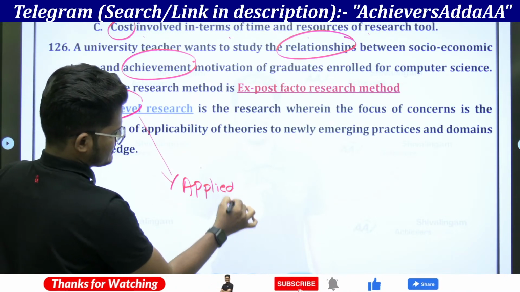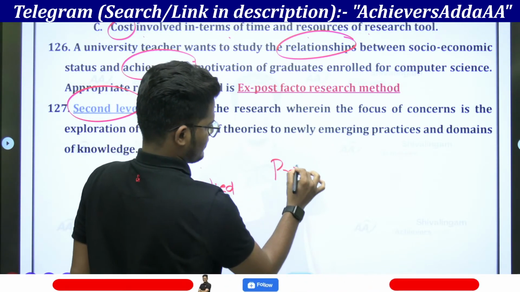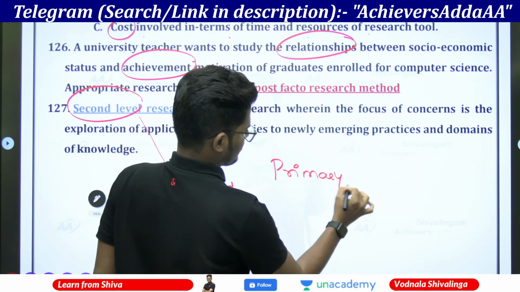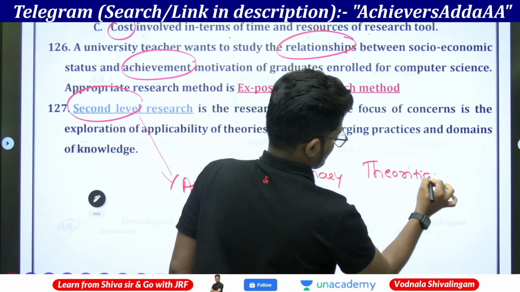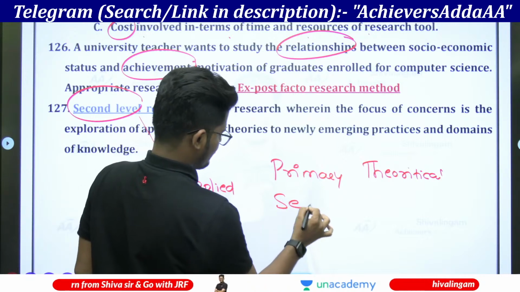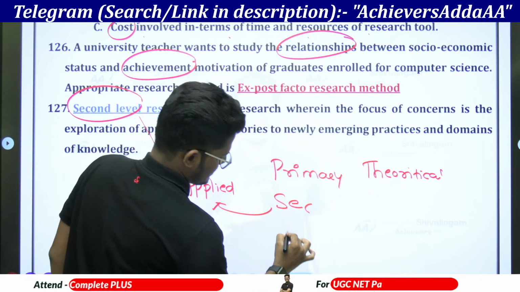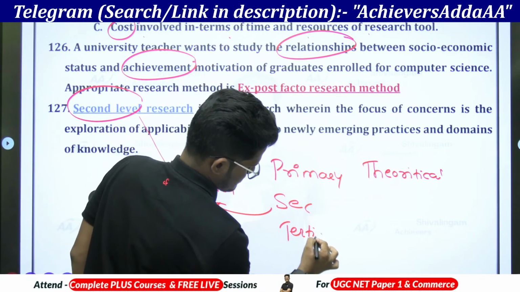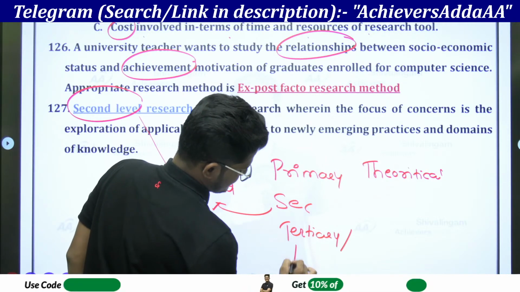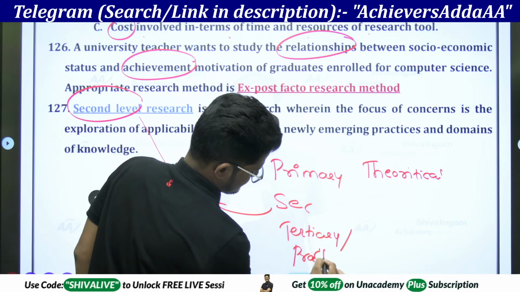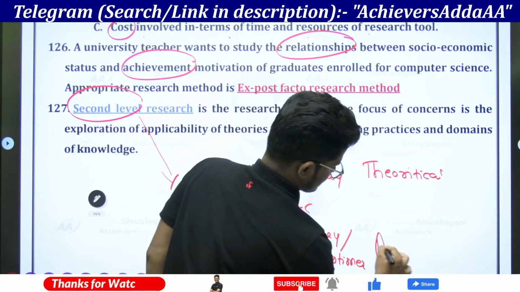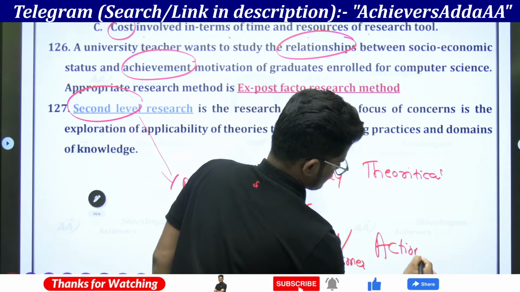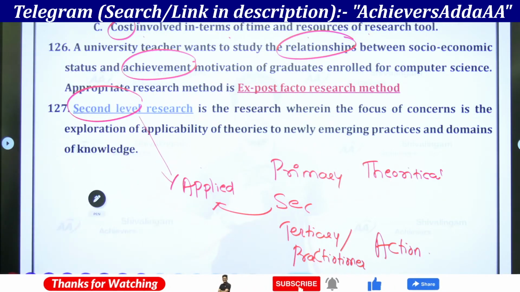I will tell you in a simple sense. The primary level of research is theoretical research. Secondary level is applied research. Tertiary level, or third level, is practitioner research, which is action research. So these are the ones which come under here.